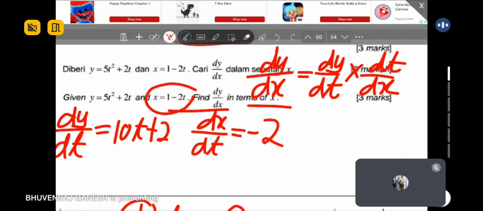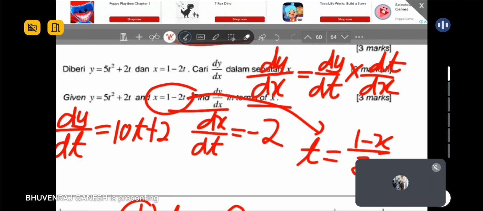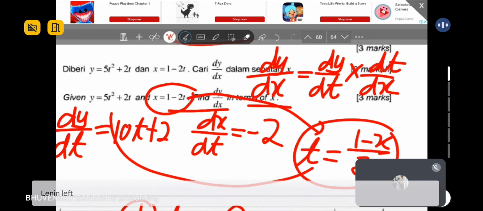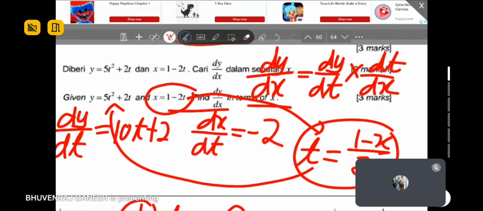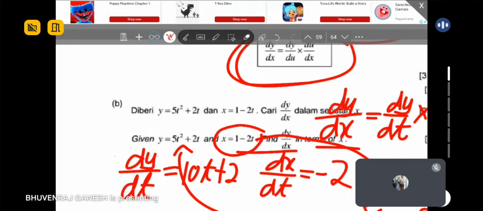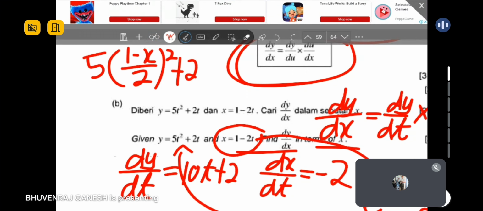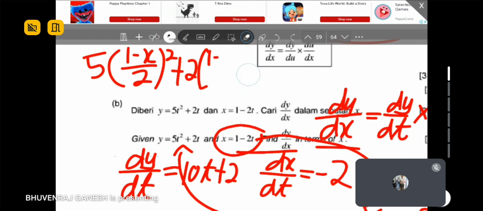Okay, so actually this one, right? Kamu boleh mula ungkapkan dulu t dalam sebutan x. Okay, you express t in terms of x. So you will get this answer. Okay, so this answer, you substitute inside here. Ini pun kaedah. Boleh. You can use this step. Okay, so you just substitute the t with x. So 5(1 minus x over 2) squared, and then plus 2(1 minus x over 2). Okay, guys? Do you understand?